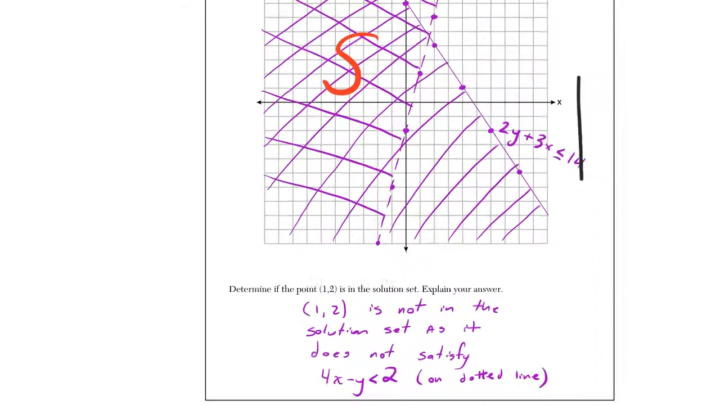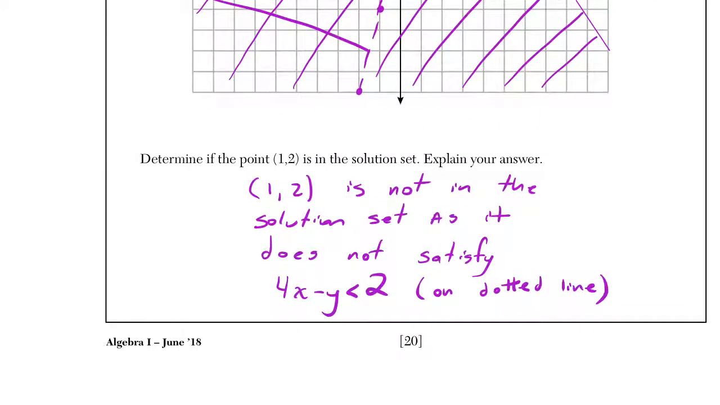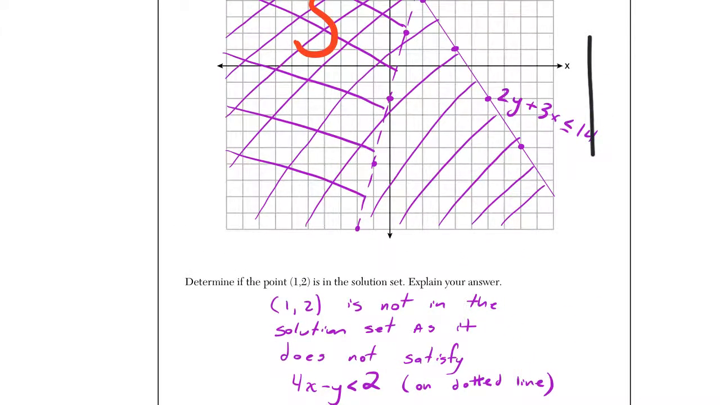And then we have a little follow-up on the bottom. Is (1, 2) in the solution set? Explain. So don't just say yes or no, explain why. Let's plot it first. (1, 2) is right here. Oops, let's use a laser pointer right here. Is it in the solution set? So we say no, it's not, as it does not satisfy one of the inequalities. You could say it's on a dotted line, it's not in the solution region, anything like that.